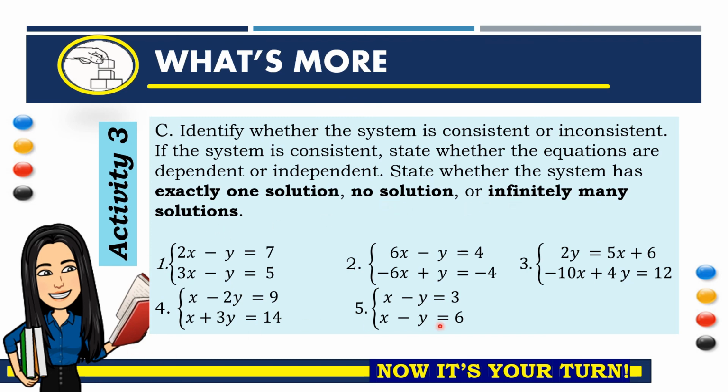So these are the items. These are the different systems of linear equations in two variables. I know you can do it, everyone. Good luck!